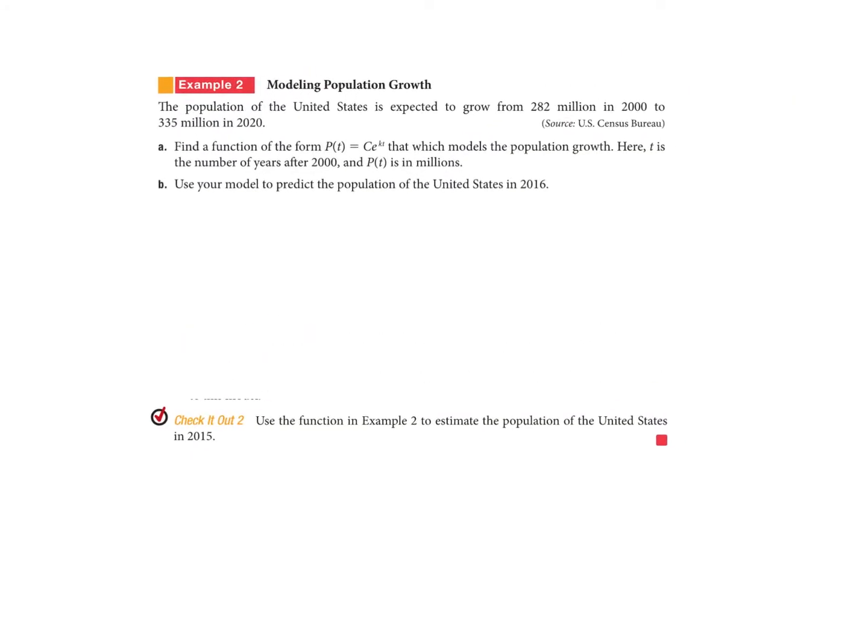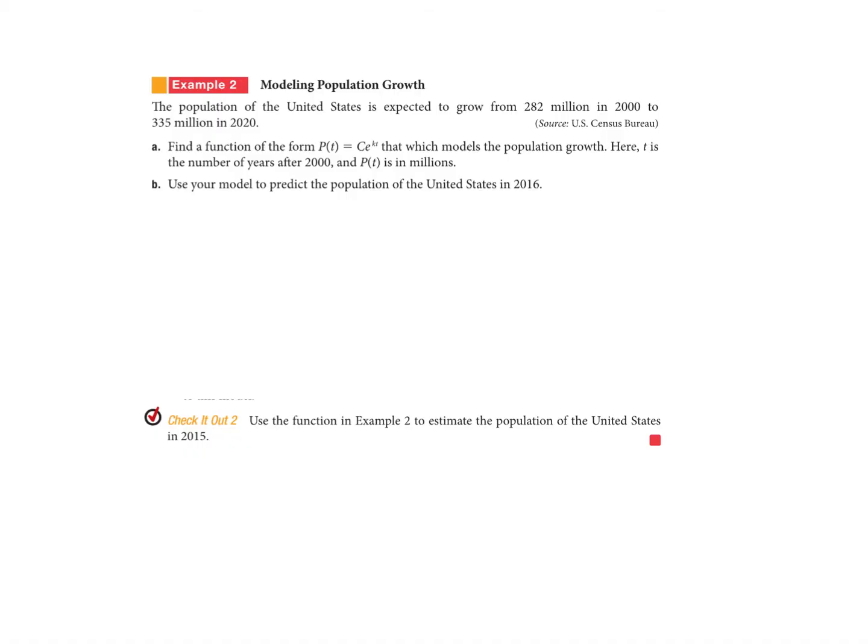All right, population growth. We have this function in the form of some constant which models the population growth. We want to find what our constant number is for this. It says it is expected to grow from 220 million in 2000 to 335 million in 2020. So we're going to use our years after 2000. So let's talk about our initial value when t is 0.